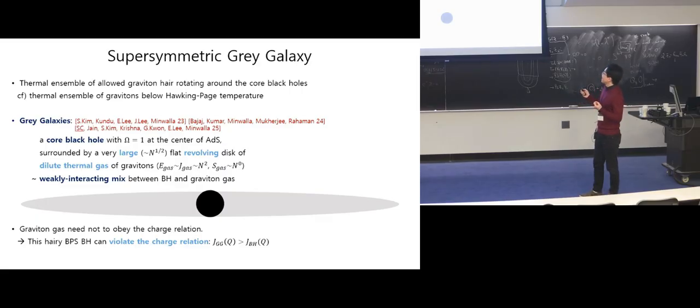But we know from the paper by Hawking and Page that if you are at very low temperature, the thermodynamic phase is really the thermal ensemble of graviton gas, right? Maybe that is not a different particular gravity solution.